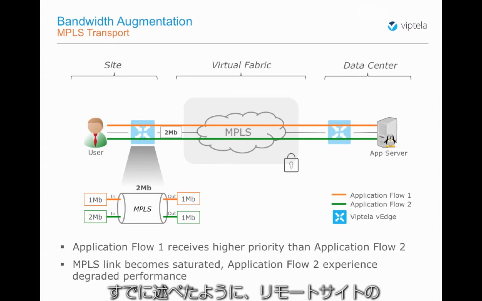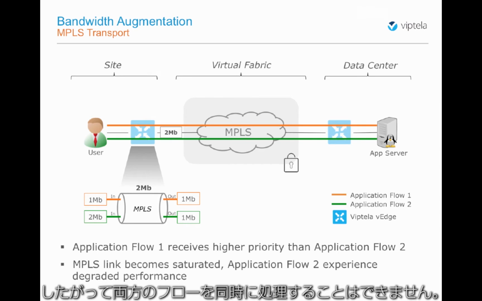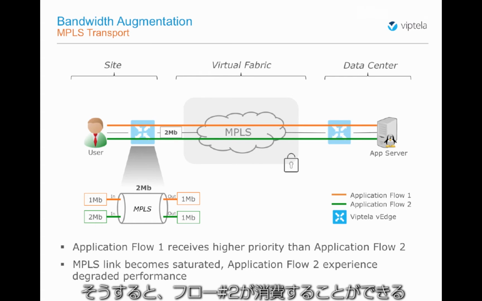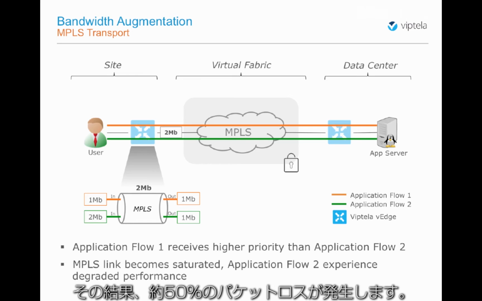As we mentioned earlier, total MPLS link capacity at the remote site is 2 megabit, so both flows cannot fit in. Since Flow 1 has a higher priority, it goes through in its entirety. However, Flow 2 only consumes the remaining 1 megabit. It experiences around 50% packet loss.